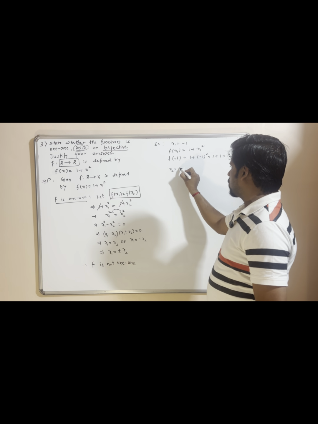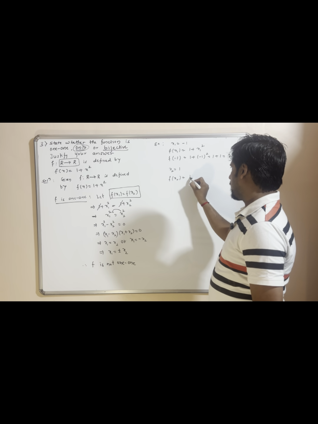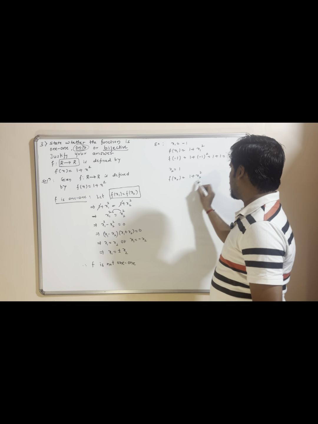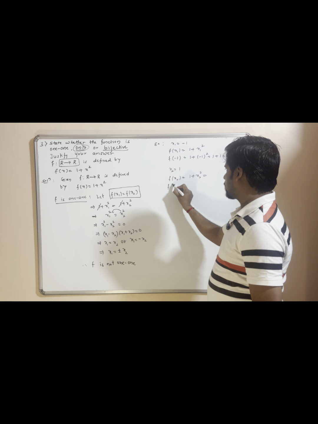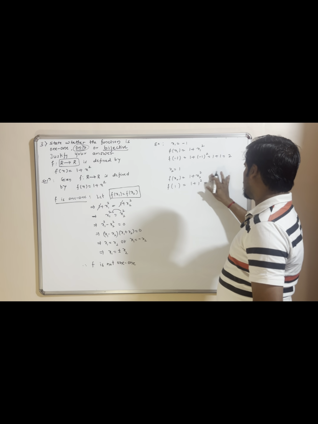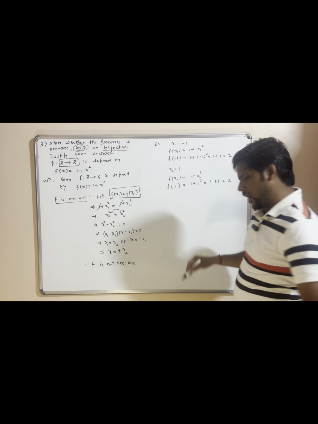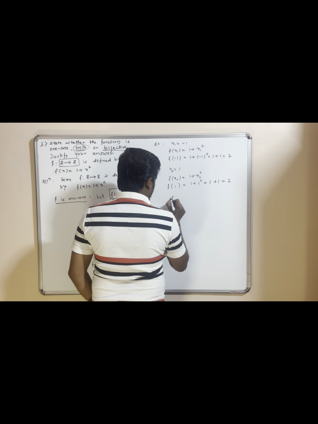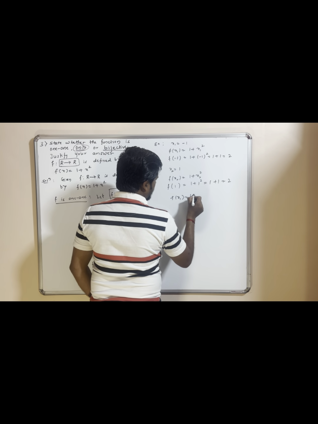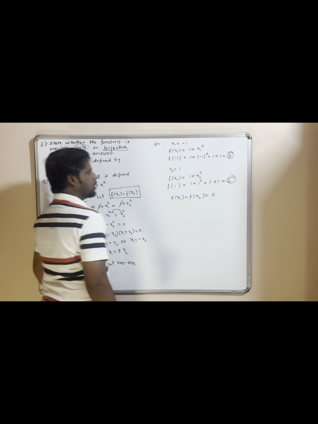Now consider x2 is equal to plus 1. Then f of x2 is defined as 1 plus x2 square. Right? So now put x2 is equal to 1. So 1 plus 1 square, 1 plus 1 is 2. Right? Here we have f of x1 and f of x2 value is 2. Here both the values are 2.